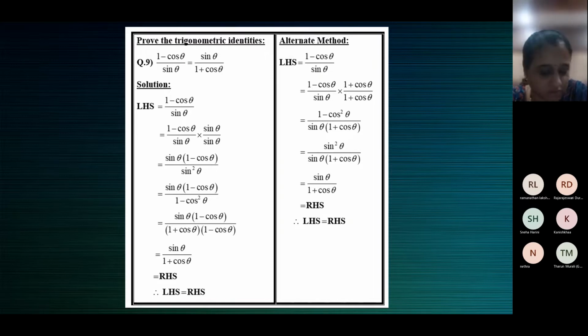Leave some space, children, otherwise you'll forget. Write the question, write the identity, and leave some space. You can gauge the space. Write the identity: 1 minus cos theta by sin theta is equal to sin theta by 1 plus cos theta. Write that and leave some space.